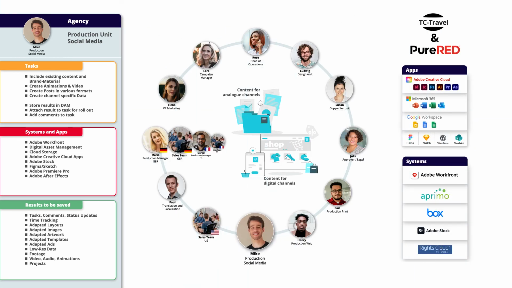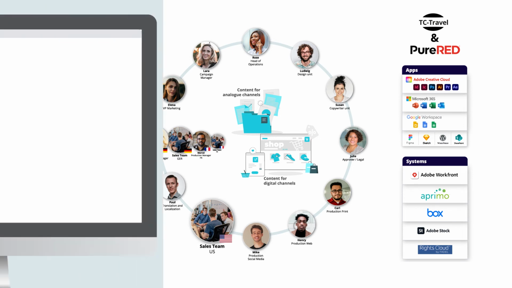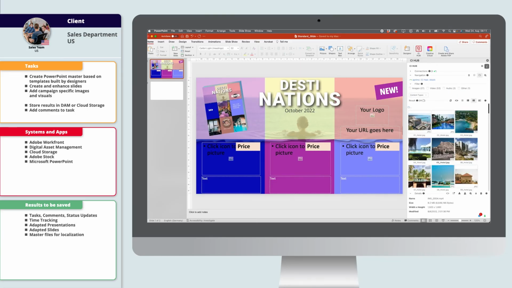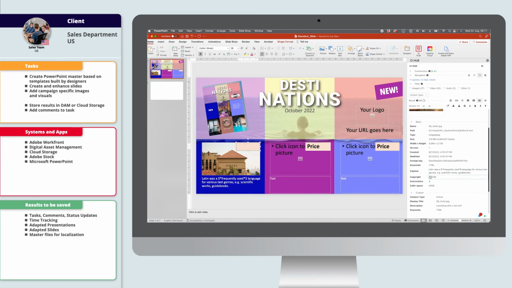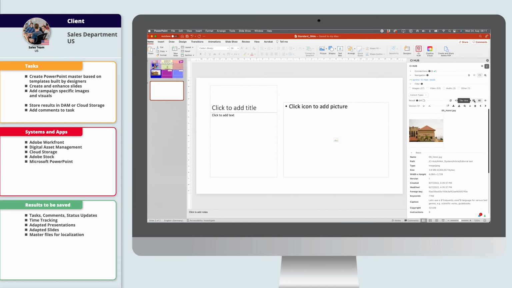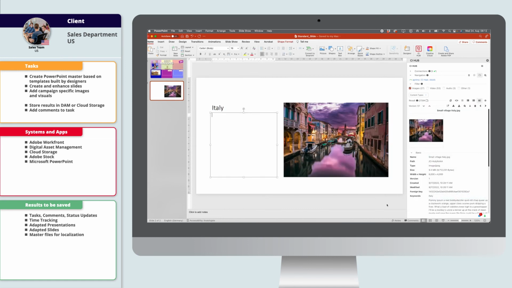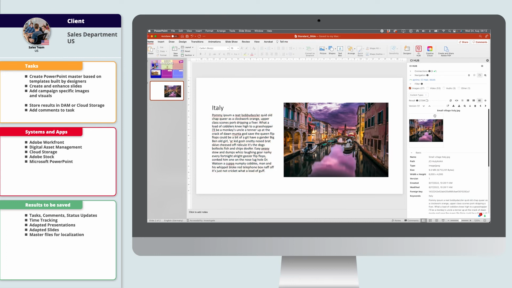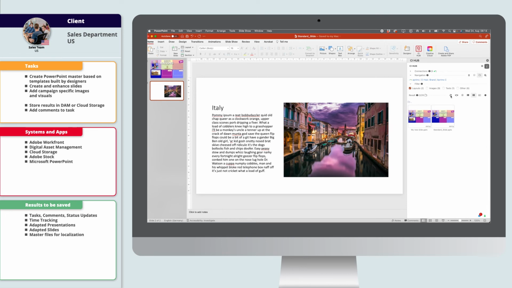Now let's switch over to the sales department and see what the CI Hub connector can do. Sales teams can access PowerPoint templates via the CI Hub connector and add images and text to them. This is where the low-res feature comes into play. This allows file sizes to be reduced to a minimum and makes data handling simple and efficient. And more importantly, sales teams use only approved materials.